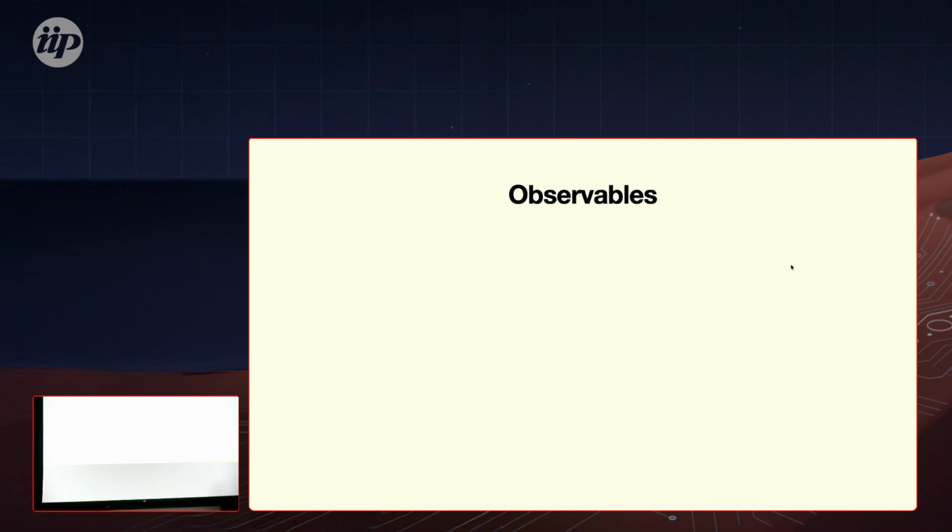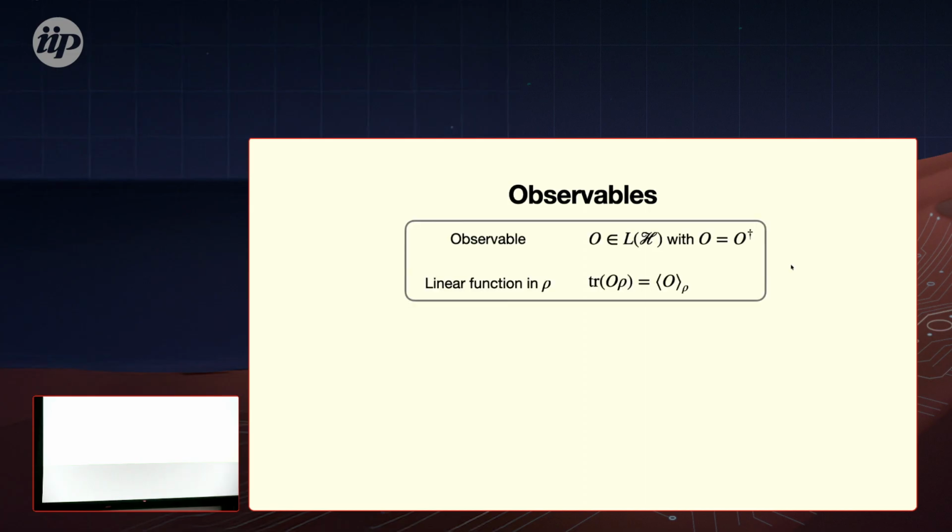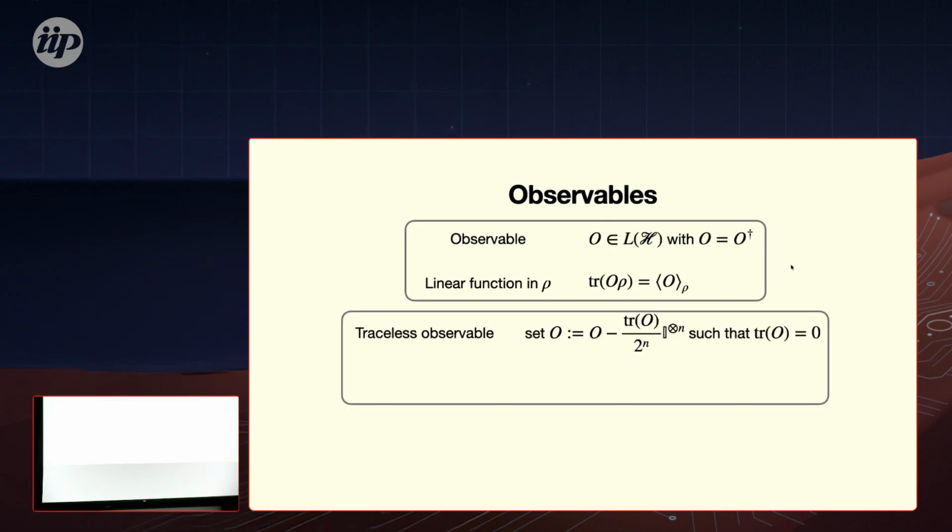Now, what observables do we look at? I never said what observables. So first of all, an observable is defined as a linear function on our Hilbert space, which is, well, in the most case, Hermitian. And then we write our linear function in rho as the trace of O rho, not telling anything new to you. But in the next lecture, we will see that it is very nice to think about traceless observables. It makes our life much easier.